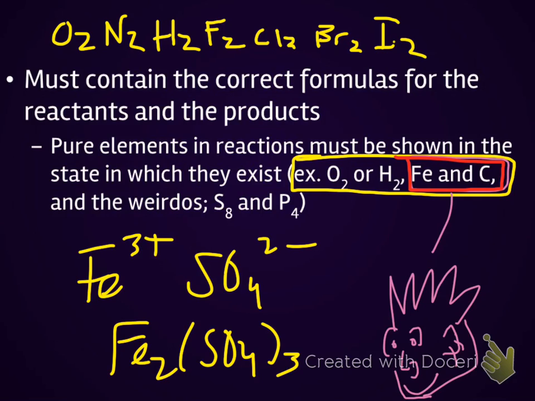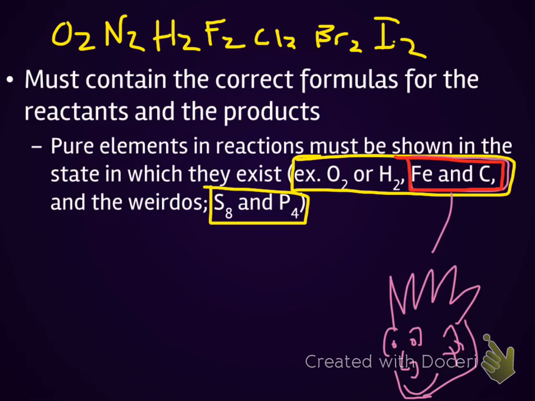And the last two that are weirdos are sulfur and phosphorus. And sulfur, for some absolutely unreasonable, incomprehensible reason, exists in the wild as S8. They form little bundles of 8 atoms. If you forget that and you just put S, it doesn't balance.